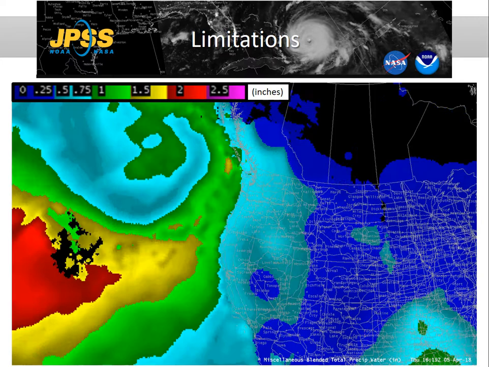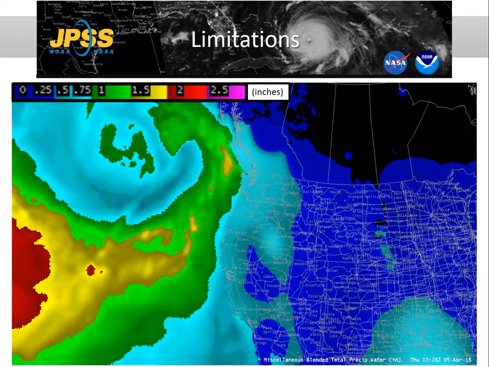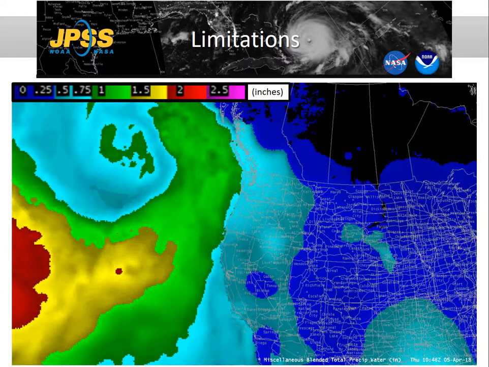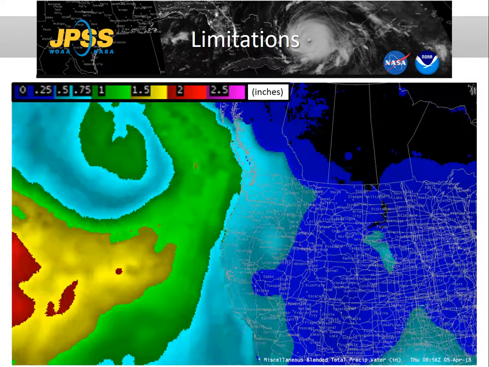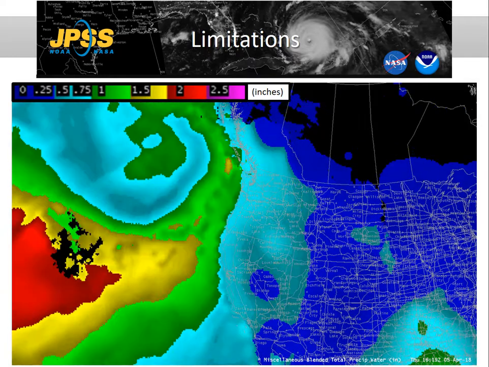Blended TPW is a non-advected product. This means that the model winds are not implemented into the algorithm to advect moisture. And lastly, blended TPW only determines the total TPW throughout a column in the atmosphere and does not differentiate moisture content of specific layers, for example, surface to 850 millibar.